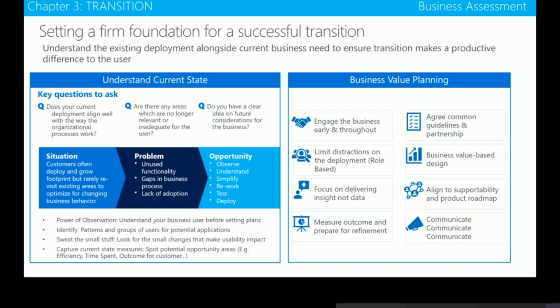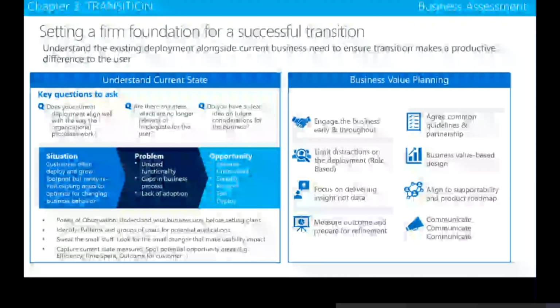We like to talk about a business value planning framework. You start by engaging the business early and throughout, and then some guidelines into what you focus on. Focus on limiting the distractions, having role-based apps so people can do the work that they do and they don't get huge menu navigations, complexity, and things that are not relevant to their role. Make sure we know what the business value is of every point that we bring into the system, every change that we introduce. Let's focus on delivering insight to people, not just data.